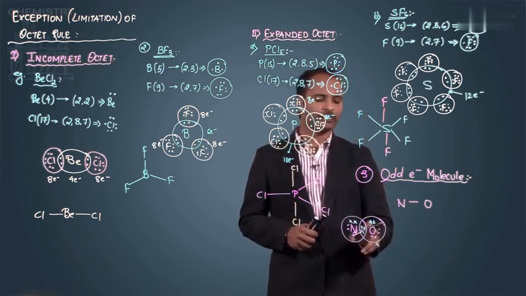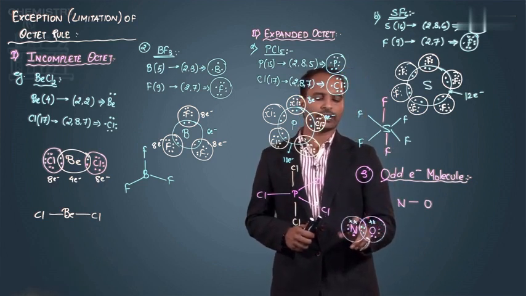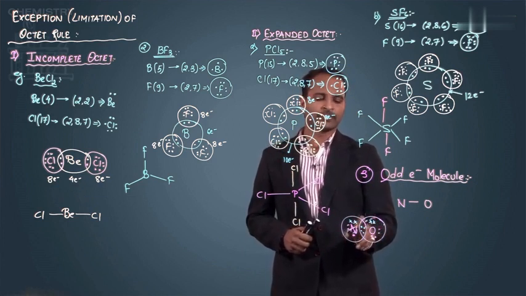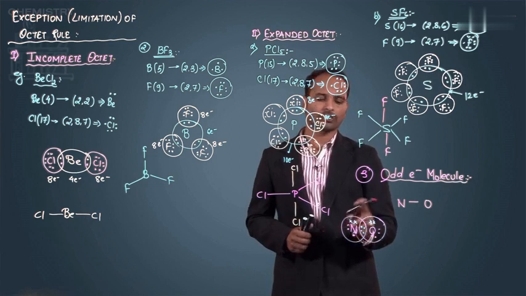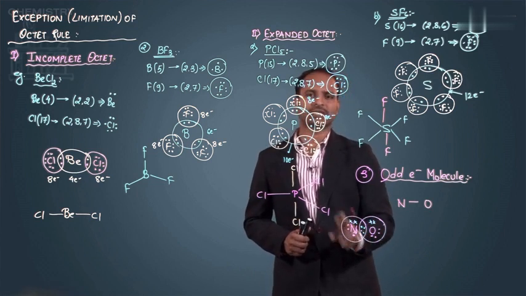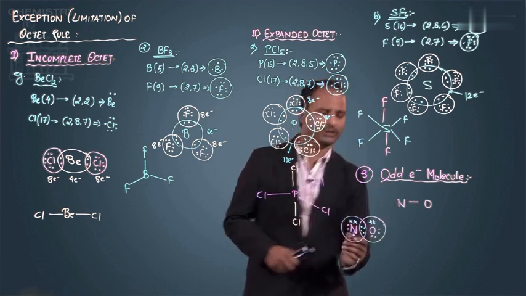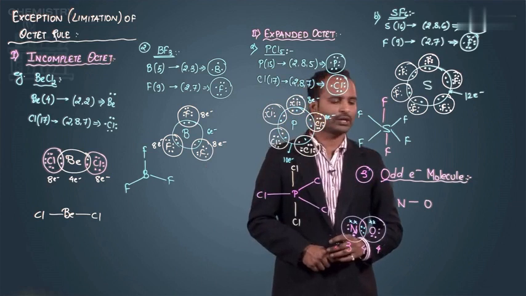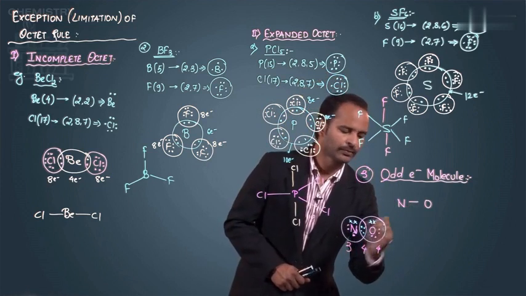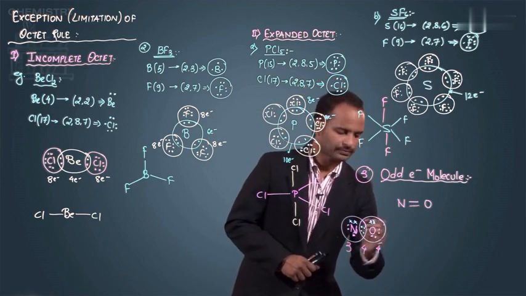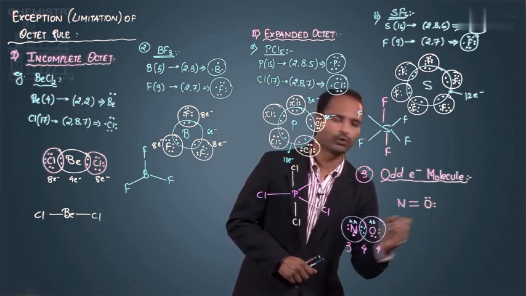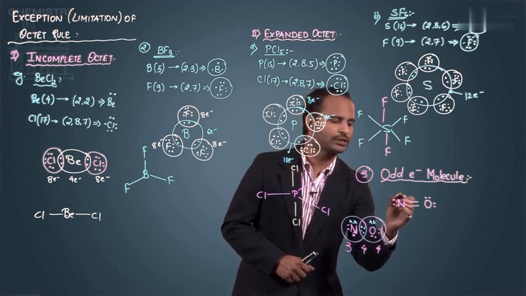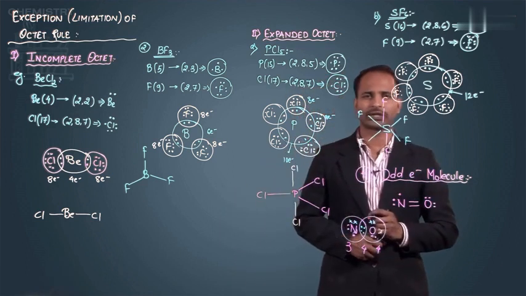How is it an odd number of electrons? If we count here, the total electrons you have to count: 1, 2, 3, 4, 5, 6, 7, 8. These 4 electrons are also present in nitrogen, but you have to count them once only. 8 plus 3, that is 11. So the total is 11 electrons: 3 with the nitrogen, 4 shared, and 4 with oxygen. So the structure has a double bond between nitrogen and oxygen. Oxygen has 2 lone pairs of electrons. Nitrogen has a lone pair of 2 electrons and this one single electron. So this is the NO molecule.